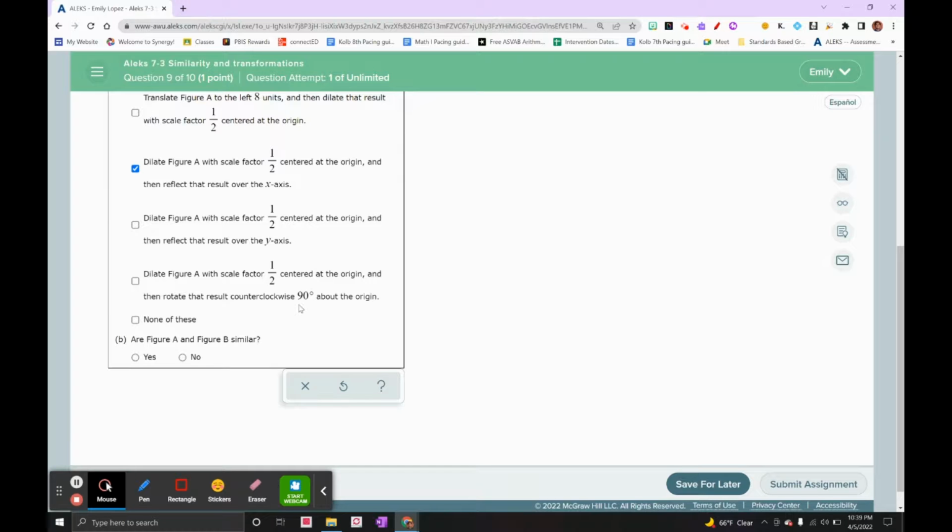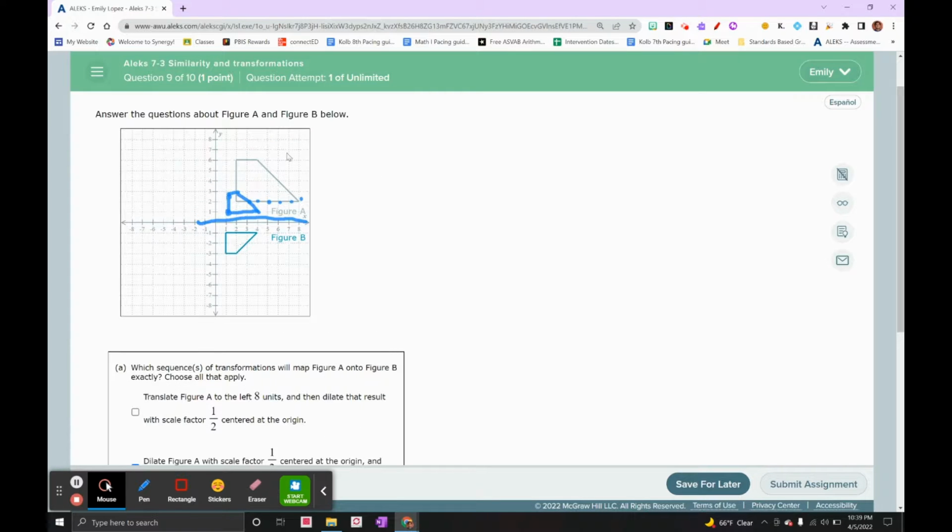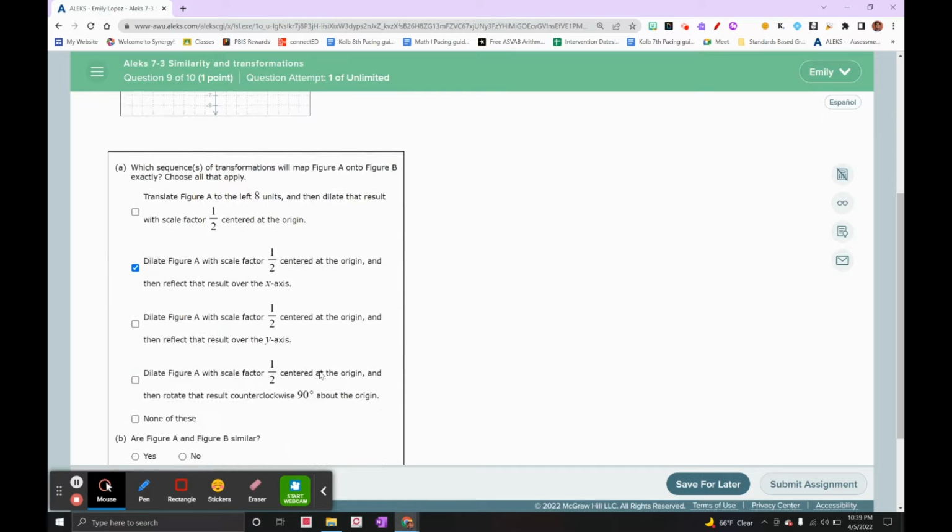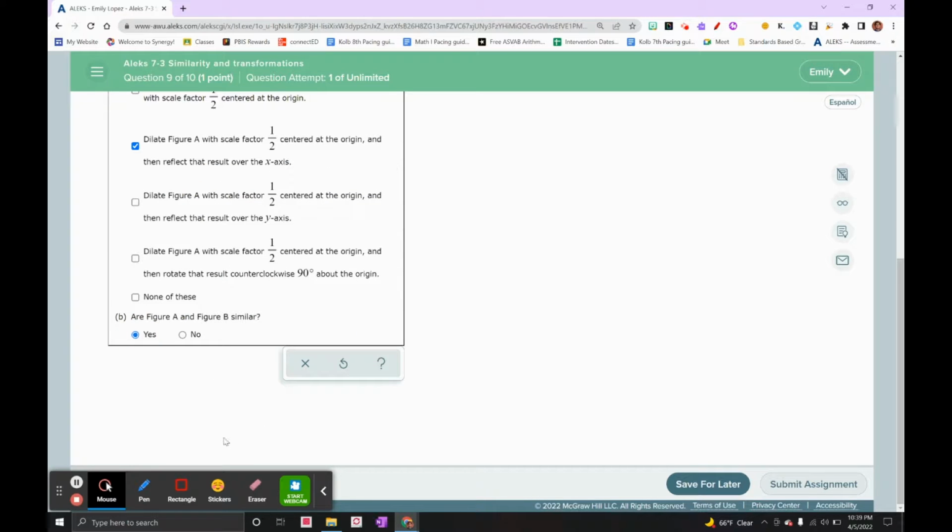Are figure A and figure B similar? Do they look the same? The answer is yes. They go through a certain transformation, but they do look the same. Yes, that's it. Check.